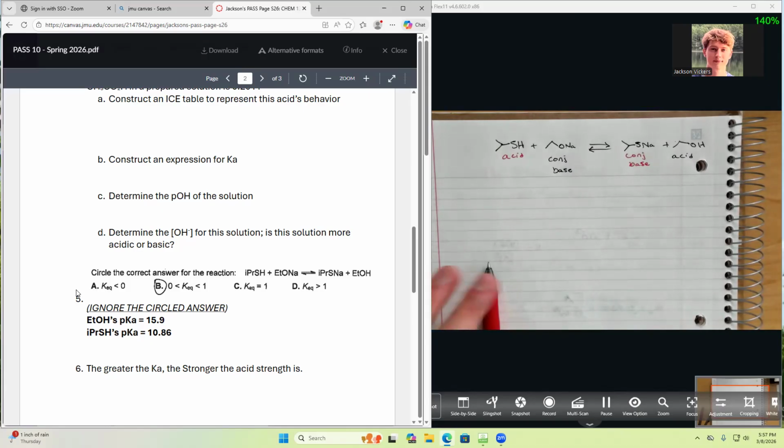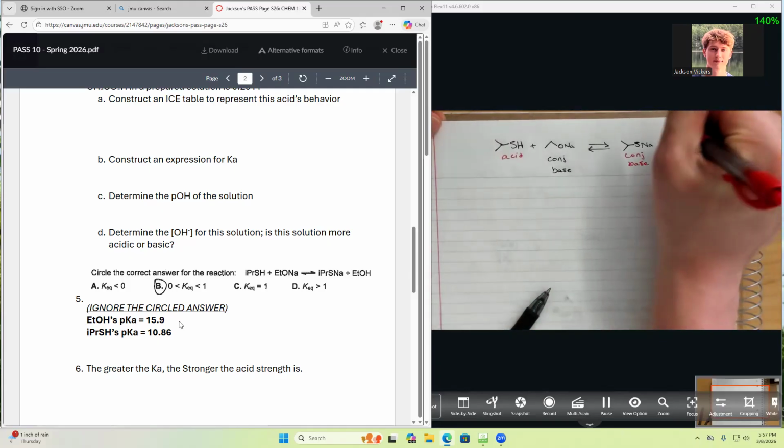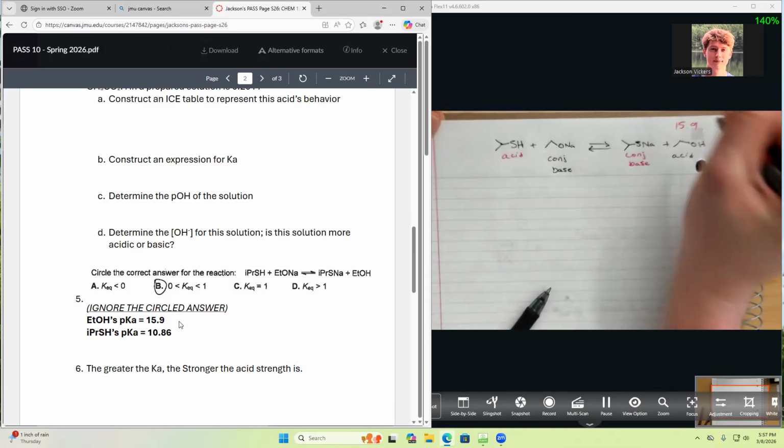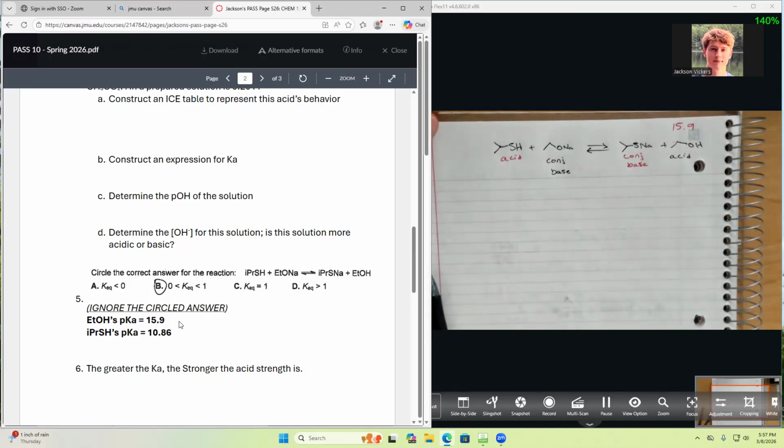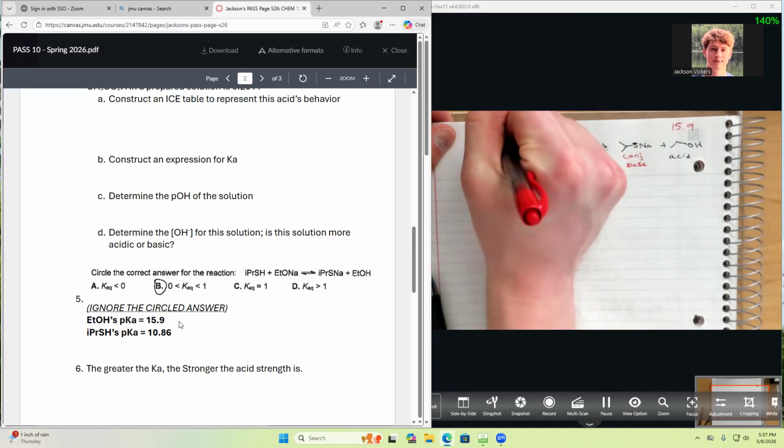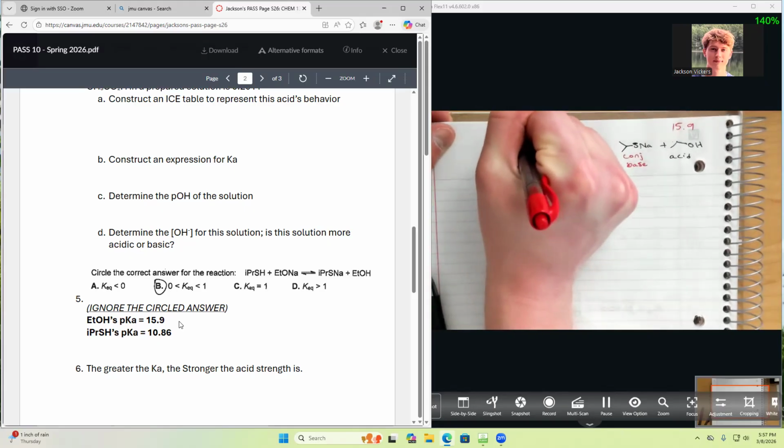Now we're given pKa values. So I'm telling you that EtOH has a pKa of 15.9. So again, that's this one. So this is pKa of 15.9. And isopropyl thiol has a pKa of 10.86.